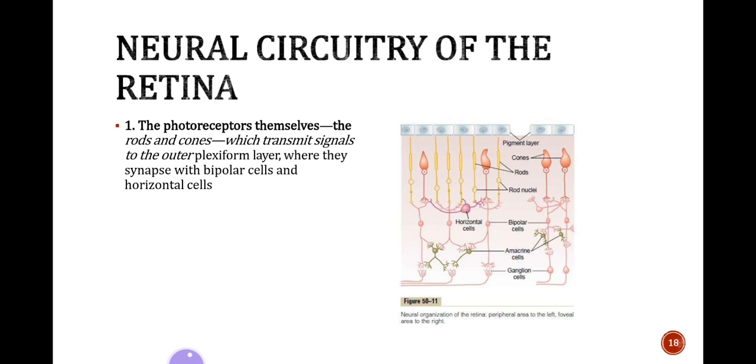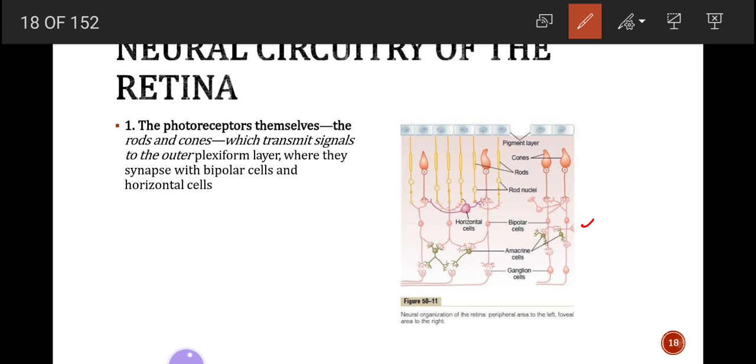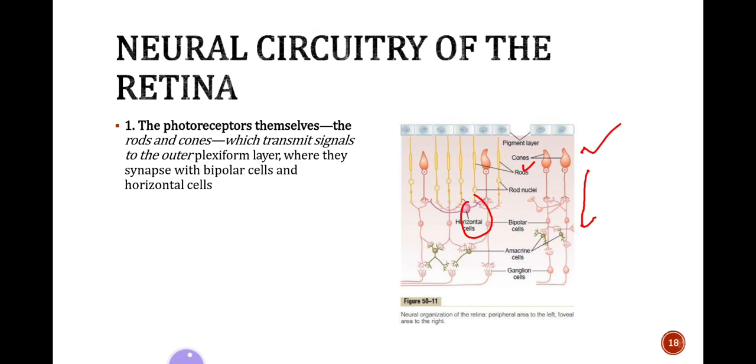Next we will discuss all the nuclear cells that are present in the retina. First of all, we will discuss the rods and cones, what their functions are. We will also study their applications in detail. In short, they transmit signals to the outer plexiform layer where they synapse with the bipolar cells. These are the rods and cones. They synapse with the bipolar cells and the horizontal cells.